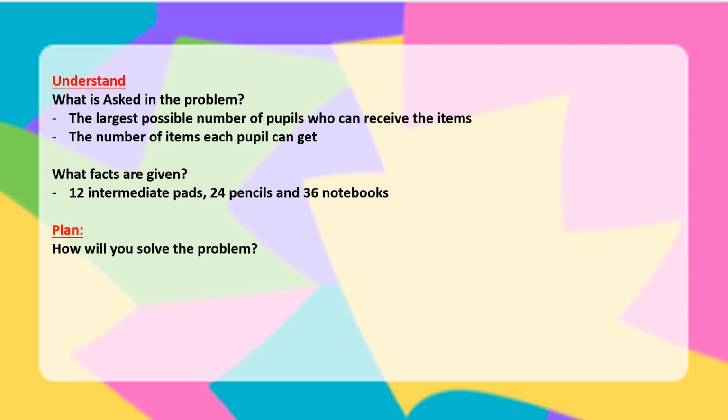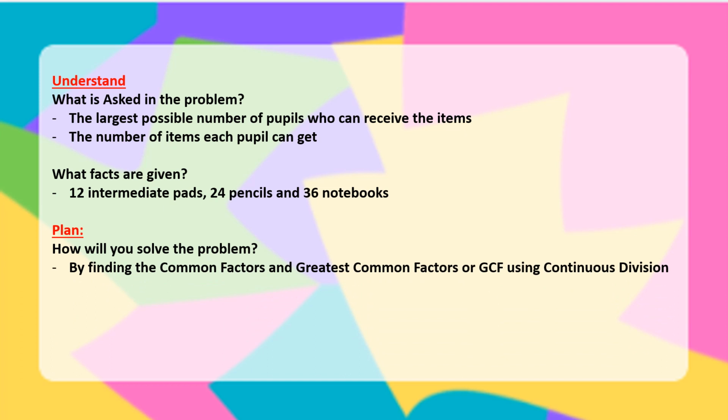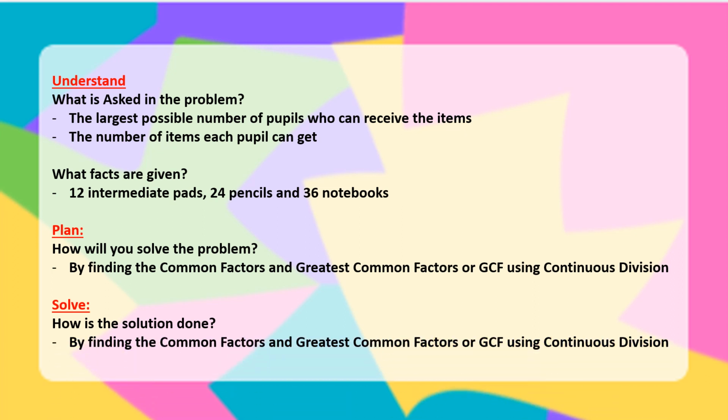For the plan, how will you solve the problem? By finding the common factors and the greatest common factor or GCF using continuous division. And to solve for that, how is the solution done? By finding the common factors and the greatest common factor or GCF. So for the given, which is 12, 24, and 36, we need to find the GCF of the three numbers, 12, 24, and 36. So we're going to use the continuous division.